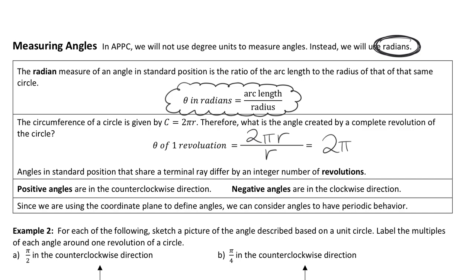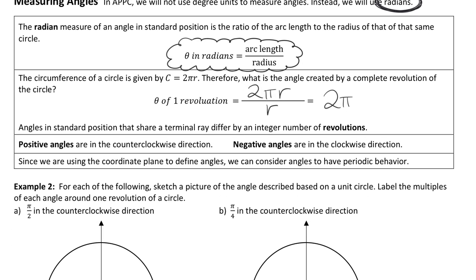Okay, just getting on the same page. Angles in standard position that share a terminal ray are called coterminal, and they differ by a number of revolutions. In science class, I know that revolutions and rotations mean something different, especially when you're talking about planets and stuff. In math class, they're interchangeable. Revolutions, rotations, same vibe. Cool?